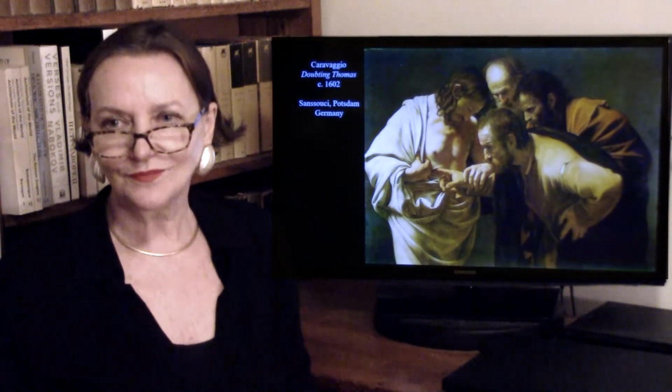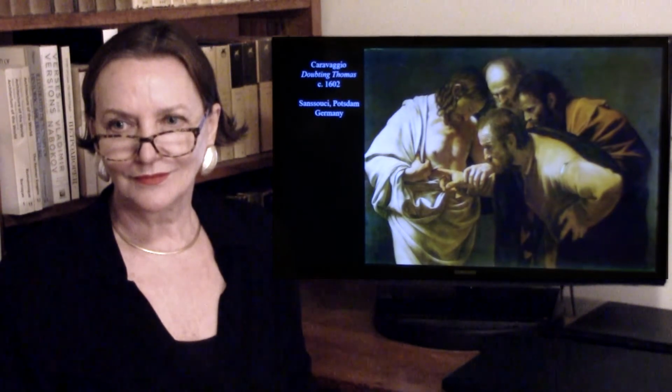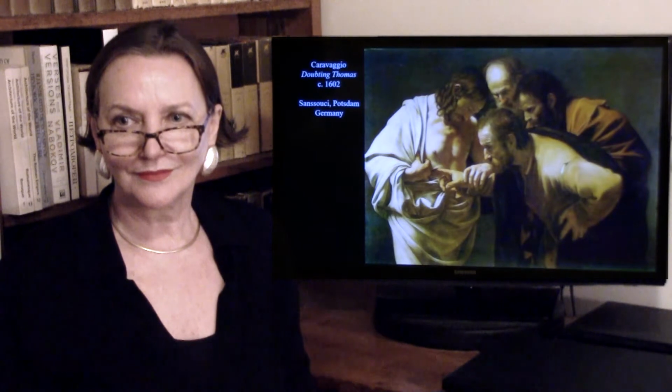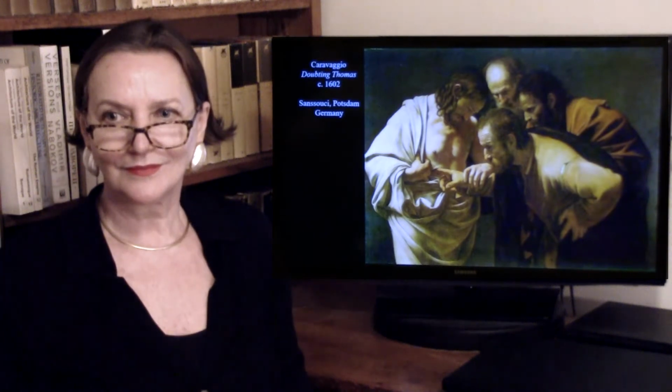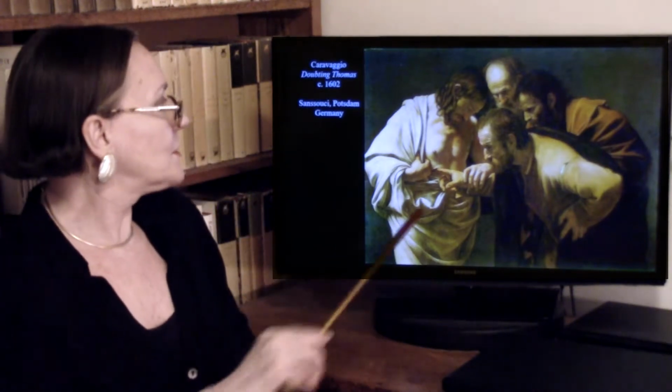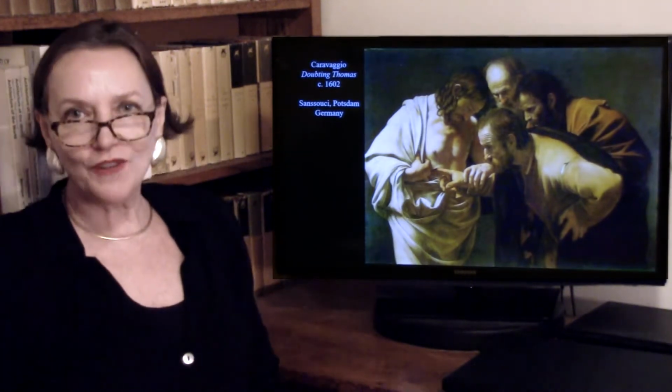It doesn't say that he saw the wound and it confirmed the truth to him. It doesn't say that he touched the wound and it confirmed the truth to him. It simply says that Jesus exposed the wound to him. It does not say either way. So it's interesting that Caravaggio chose not just that he touched the wound, but he stuck his whole digit in there. Exactly. I mean, look, this is so realistic.